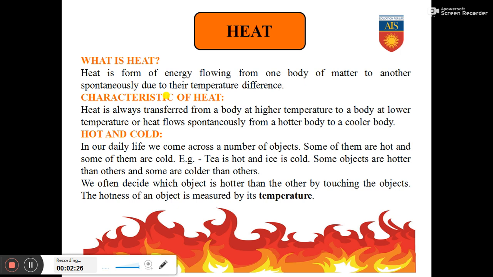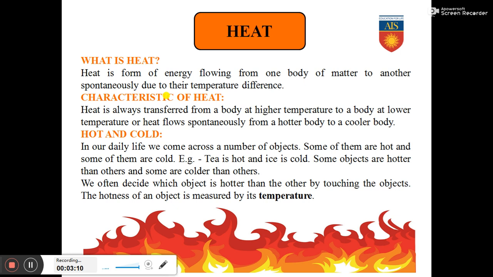In our daily life, we come across a number of objects. Some of them are hot and some of them are cold. For example, tea is hot and ice is cold. Now, if you try an activity at your home, first take a hot cup of tea and then drop a few ice cubes in that hot cup of tea. Now you will see that after a while the ice which is dropped in that hot cup of tea has completely melted. Why does this happen? Because the heat which is there in the tea, being a hotter body, gets transferred from the tea to the ice, and the ice, being the cooler body, starts melting because it gains temperature.